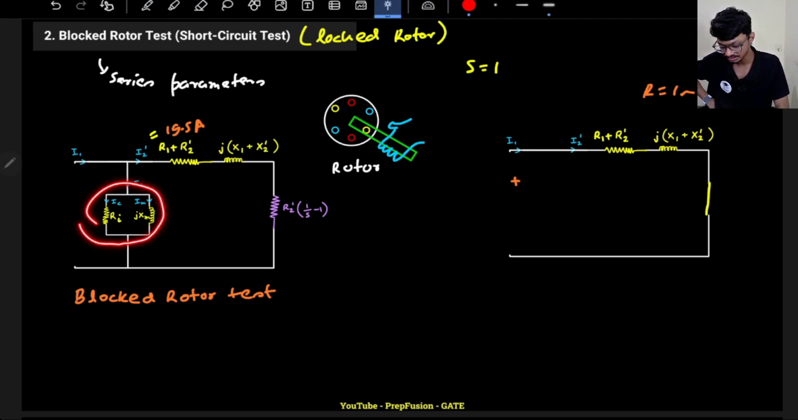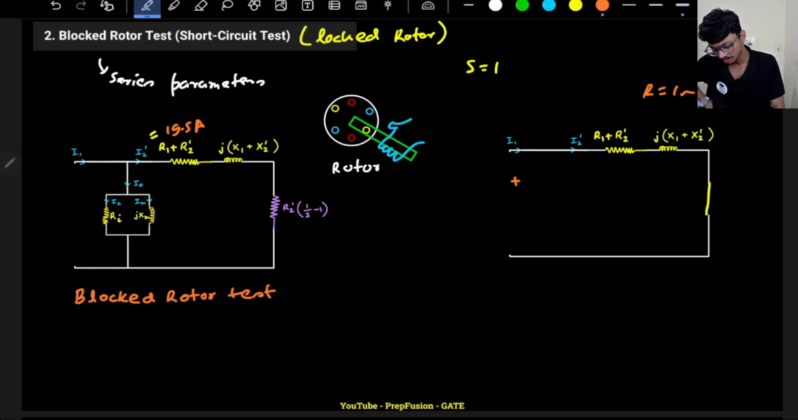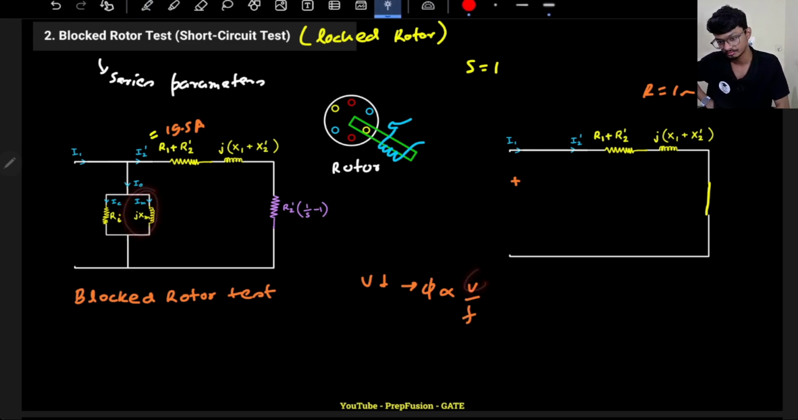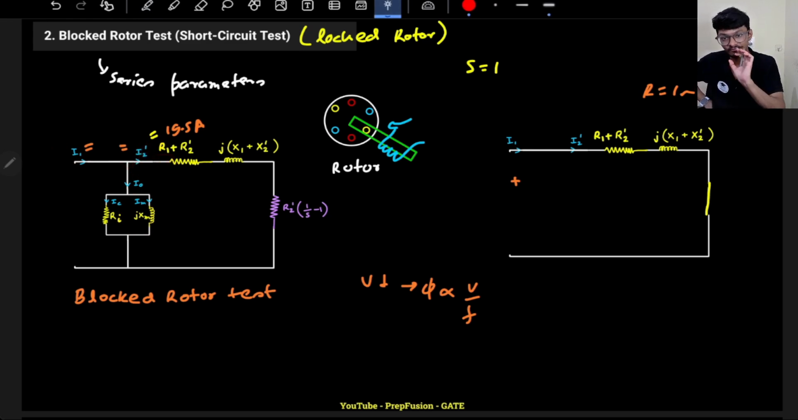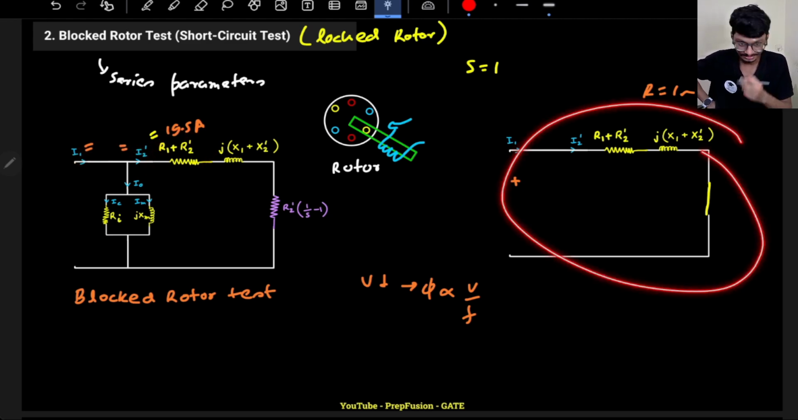As we don't need to provide high voltage, the magnetizing component of current will be very very low, because if I'm providing low voltage, my flux depends on what? Flux depends on V by F. If voltage is very low, the magnetizing component of the current will be very low. So I0 will be very low. So whatever current flows through here is roughly equal to this current. So basically I can say that R1 and R2 dash are roughly in series. That's why I have taken out R1 from here and placed it here, R1 plus R2 dash. Okay, this is the case.